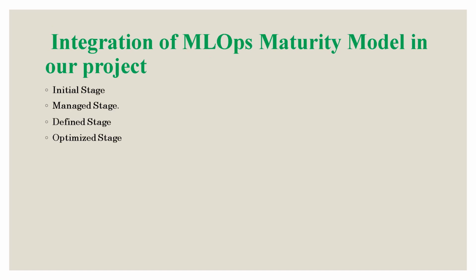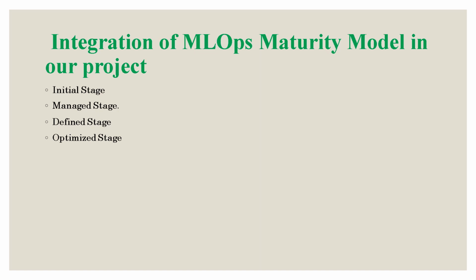Here we talk about integration of the MLOps maturity model in our project. We'll begin with the initial stage. At the initial stage, we'll focus on establishing basic MLOps practices such as version control of code and data, then ad hoc model deployment and manual monitoring. Then on the next stage, the managed stage, we will implement more structured processes such as automated CI and CD pipelines, model versioning, and monitoring capabilities.